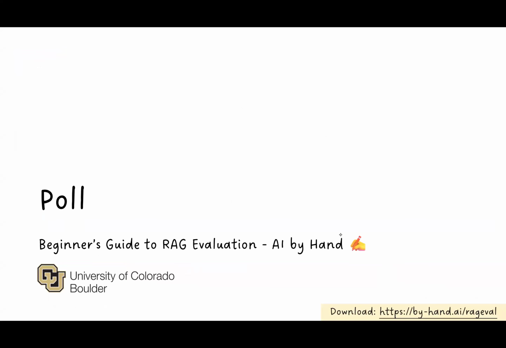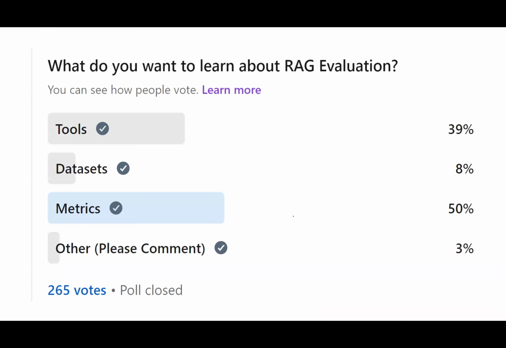As I was preparing for the webinar, I did a little poll to get a sense of where the interests are. By the way, I have the slides available on this website, by-hand.ai/reg-eval, and you'll be able to download the blank PDF version of the slides. Many of you have told me that you like to have those slides available so you can sketch together with me during or even after the talk. I believe this talk is being recorded. And the poll is sending a very clear message: people care about tools. You care about tools.